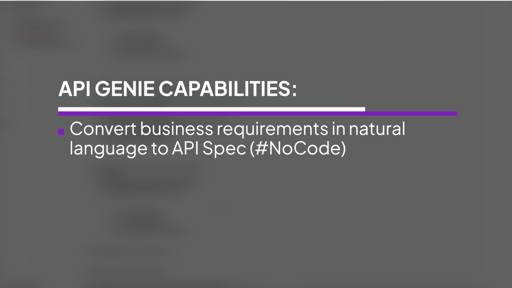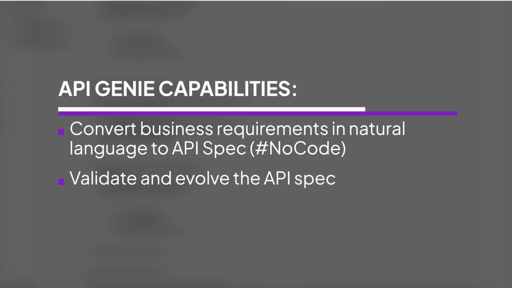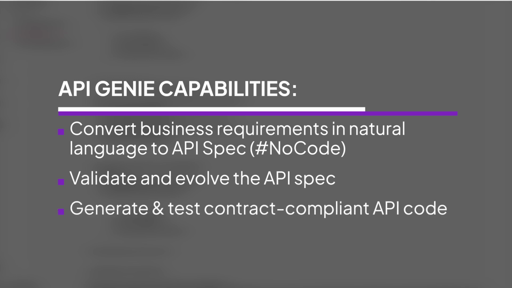So this in a nutshell is how Genie can help you take your ideas and play with them, validate those ideas, make sure that you're happy with the API specification, and then use that to generate the API code.